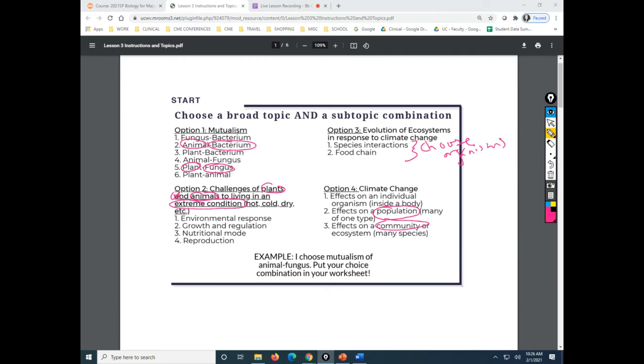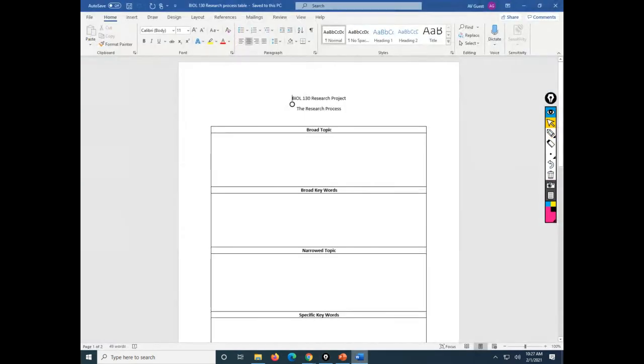Okay, with me so far? All right, so here I am in my narrowed topic, mutualism of rock scorpions and rock fungi or whatever. Narrowed topic I came up with here.